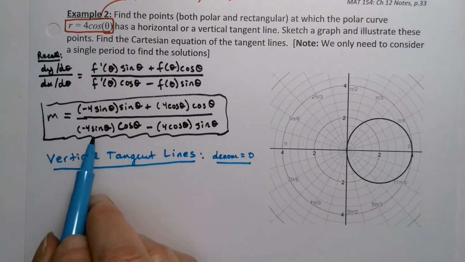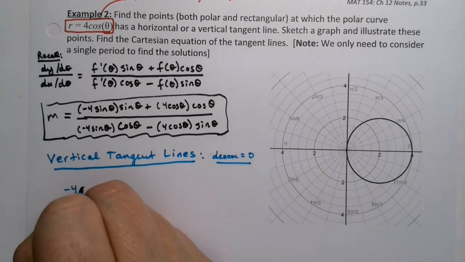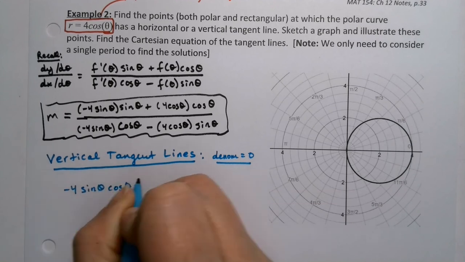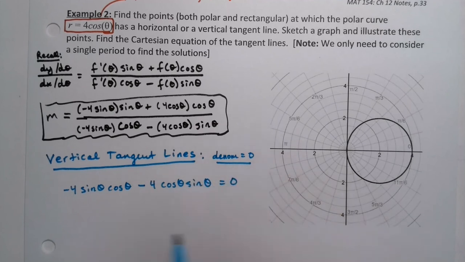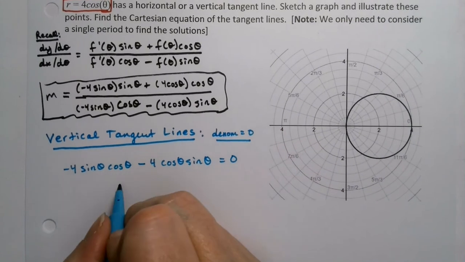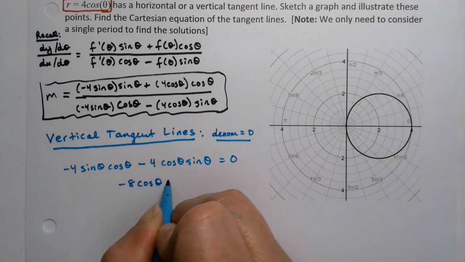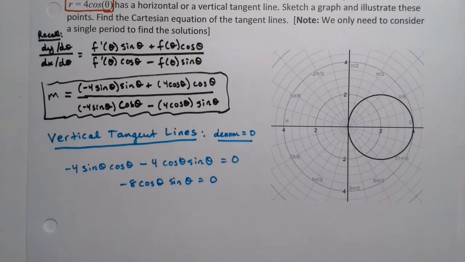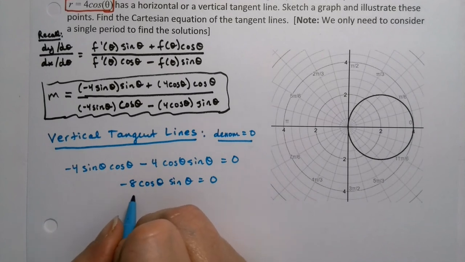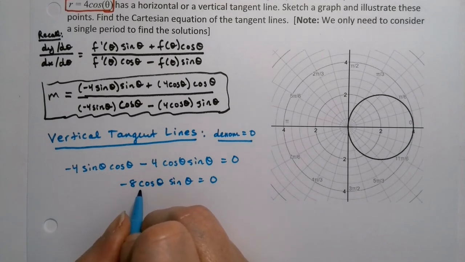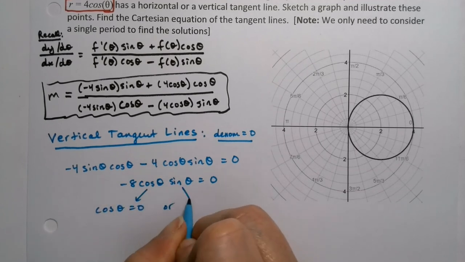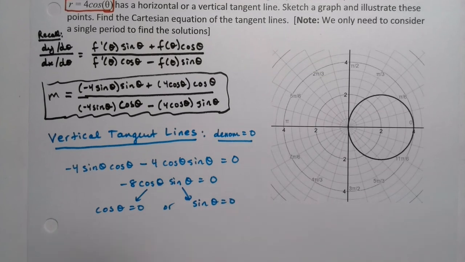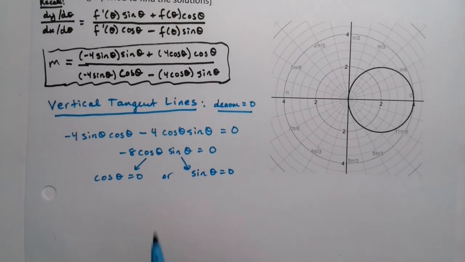So I'm going to take that denominator, which is negative 4 sine theta cosine theta, minus 4 cosine theta sine theta. I'm going to set it equal to 0. Okay, they're like terms, so negative 8 cosine theta sine theta is equal to 0. So either the cosine of theta is equal to 0, right? Because negative 8 is negative 8. That's never going to be 0. So either the cosine of theta is 0 or the sine of theta is equal to 0. Multiplication property of 0 is still true from algebra class. If two things are multiplied to be 0, either one of them is 0 or the other one is.